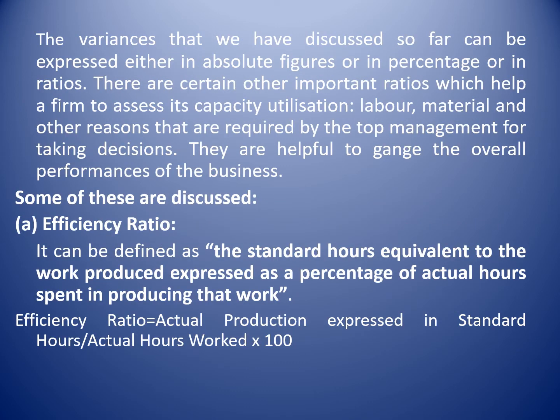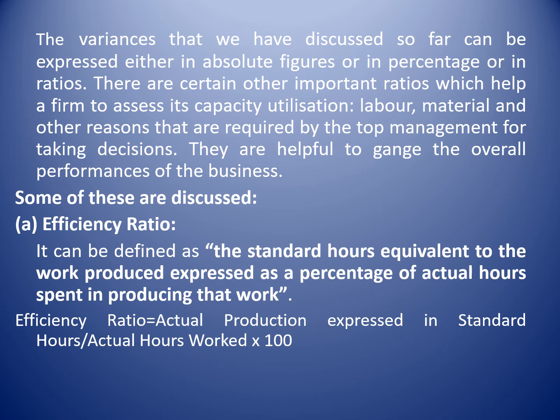Now the variances that we have discussed so far can be expressed either in absolute figures, or in percentage, or in ratios. There are certain other important ratios which help a firm to assess its capacity utilization, labor, material, and other reasons that are required by the top management for taking decisions. They are helpful to gain the overall performance of the business. Some of these are discussed here.